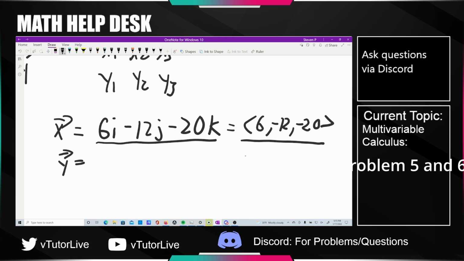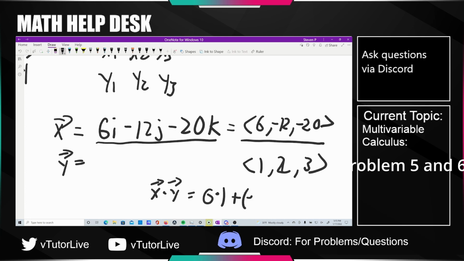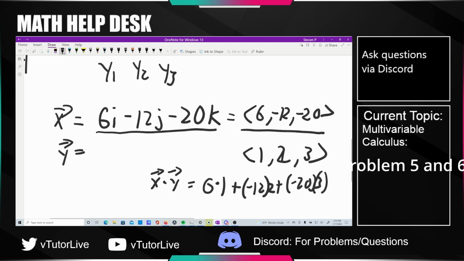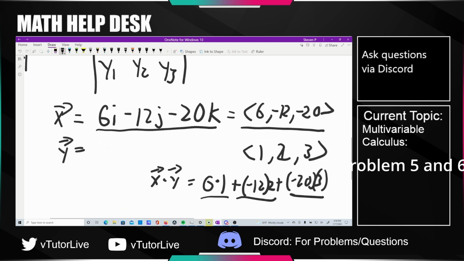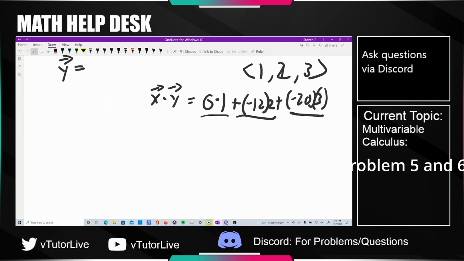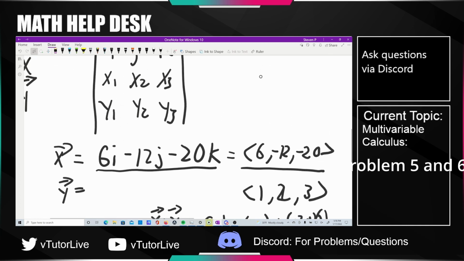So if I gave you some other numbers for y, I don't know, 1, 2, 3, the dot product between x dotted with y is 6 times 1 plus minus 12 times 2 plus minus 20 by 3. To me, the dot product is simpler because it's a little bit of multiplication and addition, whereas the cross product is kind of a pain in the butt, and you have to do all this stuff with matrices, with a sign change for the middle one. And this one just has very simple multiplication and addition.